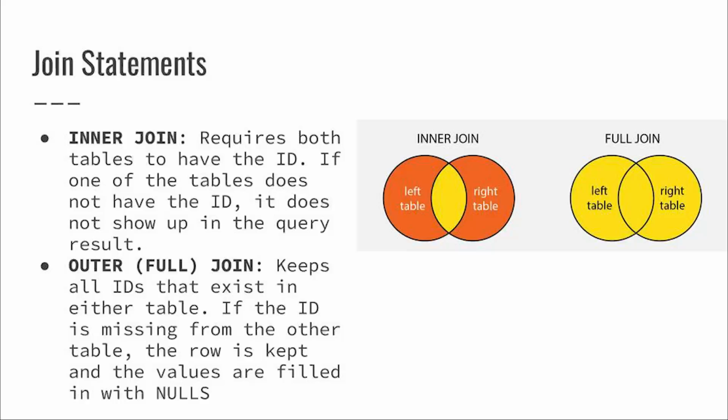And if one of the tables doesn't have the ID, then it doesn't show up in the query result. And the other is the outer join. And so the outer join keeps all the IDs that exist in either table. Even if one of the IDs is missing from the other table, the row is kept and then the values are just filled with nulls.